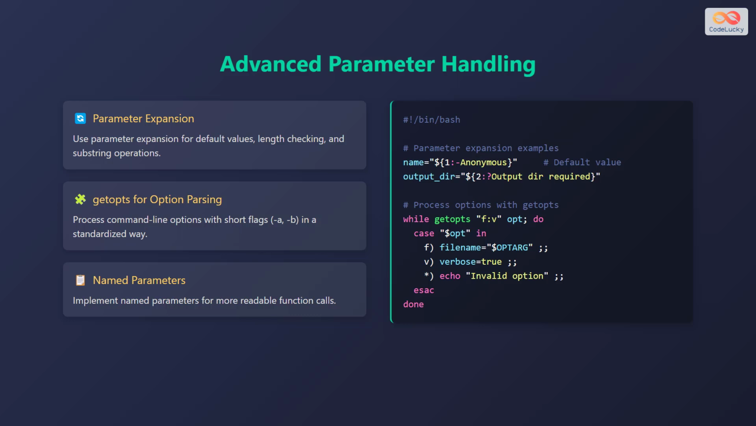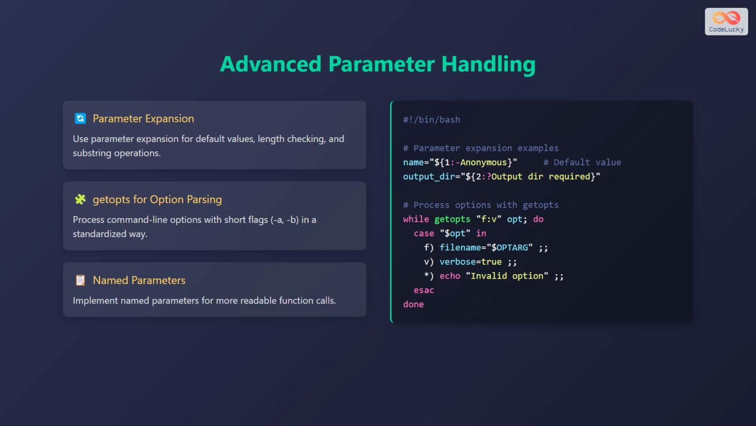Advanced parameter handling techniques include parameter expansion for default values, length checking, and substring operations. Using the getopts command for option parsing allows you to process command line options with short flags, like -a or -b, in a standardized way. You can also implement named parameters for more readable function calls.